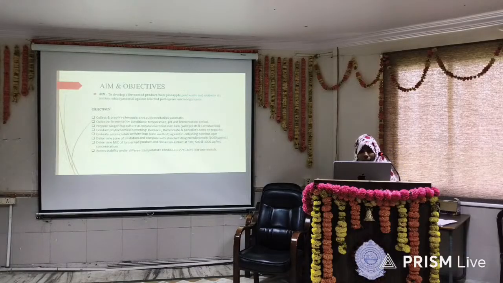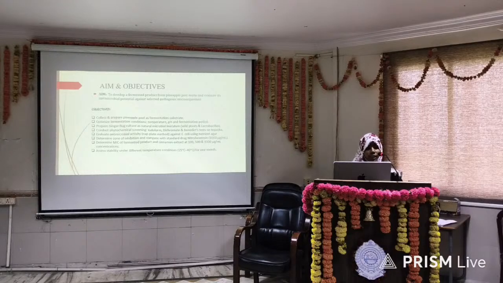Aim and objectives. The aim of our project is to develop a fermented product from pineapple peel waste and evaluate its antimicrobial potential against selected pathogenic microorganisms. The objectives are to collect and prepare pineapple peel as a fermentation substrate, and to optimize fermentation conditions like temperature, pH and fermentation period. Then we have to prepare gingerbread culture which acts as a natural microbial inoculant, and to conduct phytochemical screening like iodoform test, dichromate test and Benedict's test on the fermented product, and to evaluate antimicrobial activity against E. coli using nutrient agar medium.